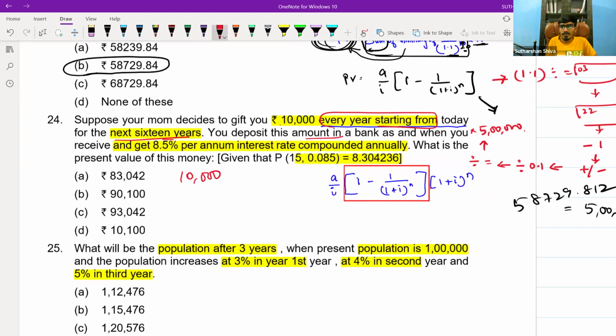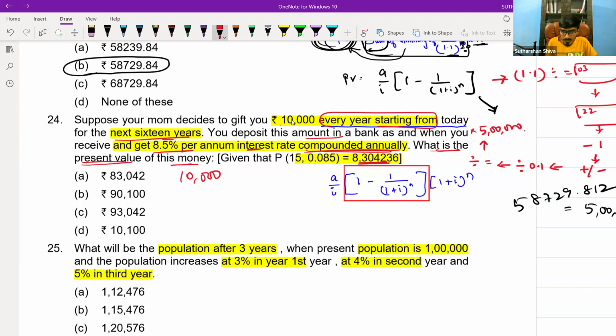You deposit this amount in a bank, and you receive 8.5% interest per annum, compounded annually. What is the present value of the annuity of this money? What is the current value? The current value they are giving is 10,000. It's still going to be 10,000 only. We need to calculate for the remaining 15 years. They have given the total present value component, the annuity value. In both methods we can do.